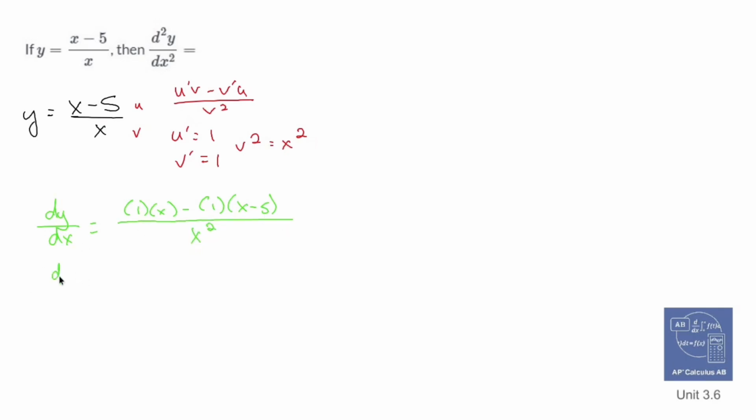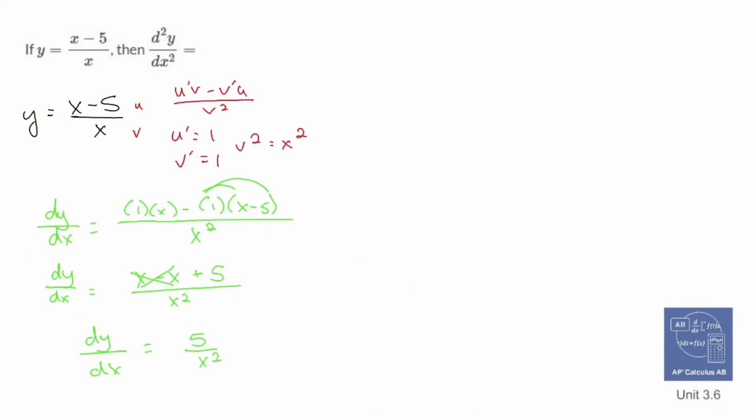All right, so let's see if anything magical happens. Let's see if we have some simplifying going on. 1 times x is x, so let's distribute negative 1 here. So minus x, that's nice, plus 5, all over x squared. So derivative number 1 is going to be that 5 over x squared.